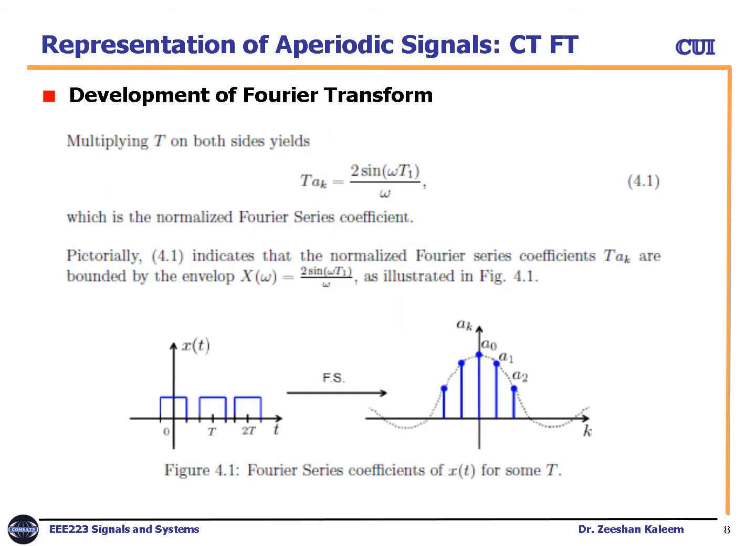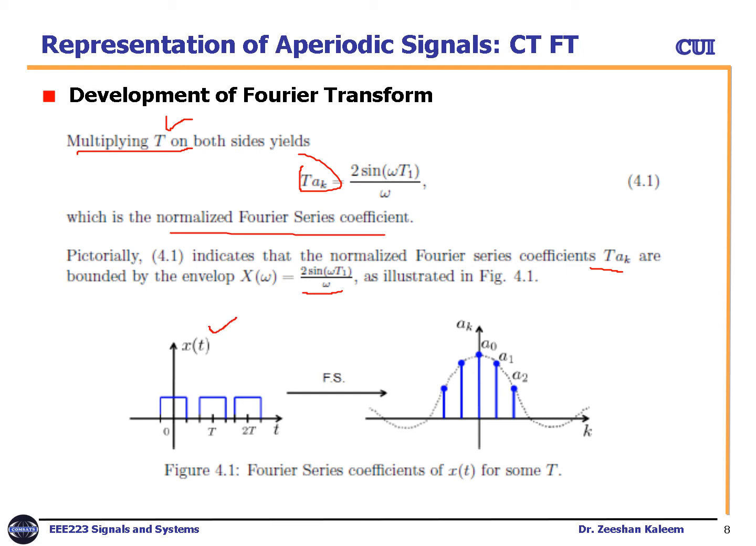Now multiplying both sides by capital T yields T a k equals 2 sine omega t1 over omega, because by multiplying by T the T is cancelled out. You can name this the normalized Fourier series coefficient. Pictorially, figure 4.1 indicates that the normalized Fourier series coefficients T a k are bounded by the envelope, this one, 2 sine omega t1 over omega. So for example, this was our x of t, which we wrote previously by equation.